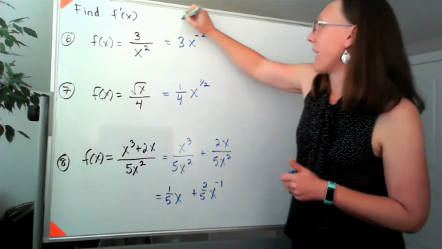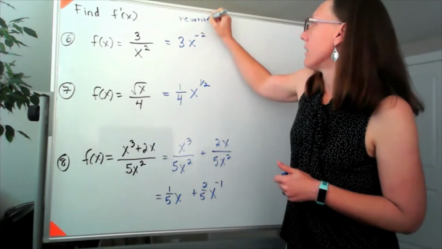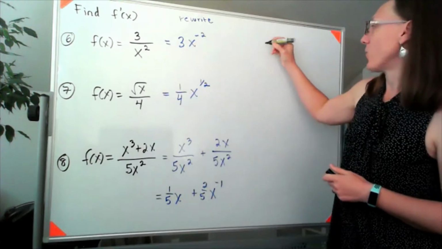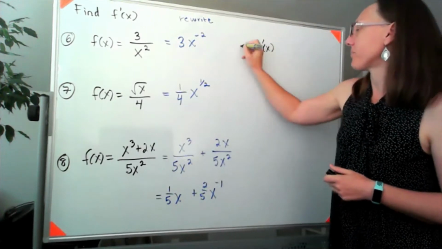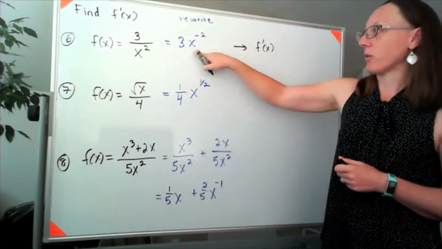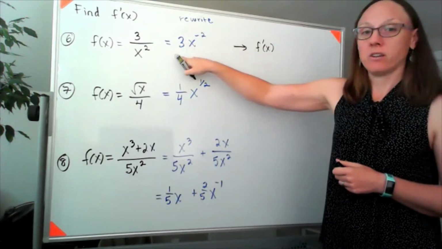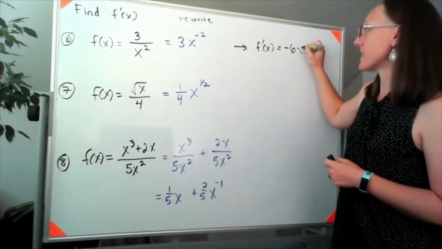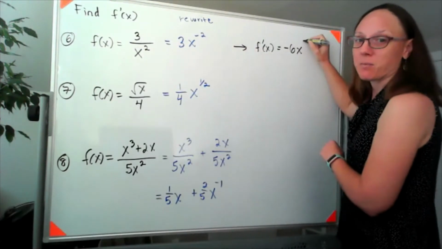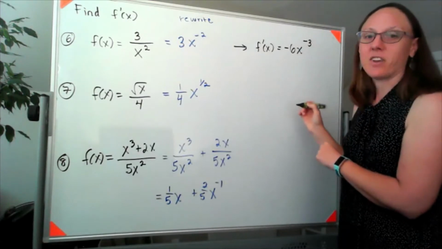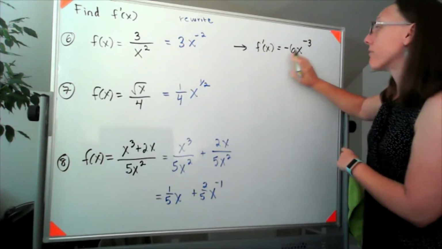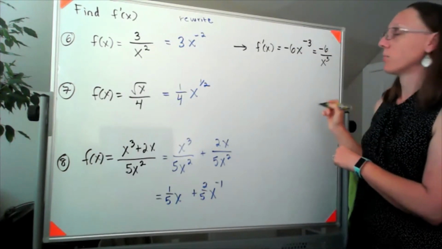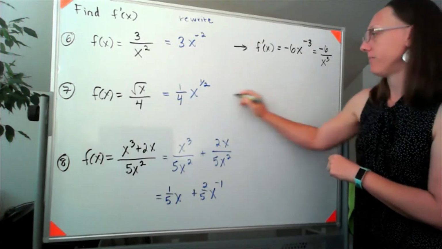Now that we did our rewrite, now we're ready to actually take those derivatives. So now, when I take the derivative here, I'll take that exponent, multiply it by my coefficient out in front, and end up with negative 6x. Subtracting 1 from the exponent, I'll get negative 6x to the negative 3rd. Or if you prefer to rewrite this at the end, that's also negative 6 over x cubed. Again, either one is fine.